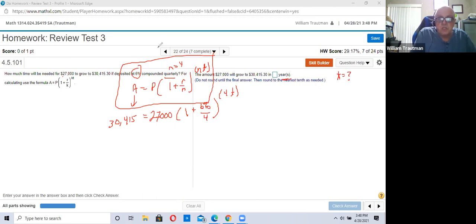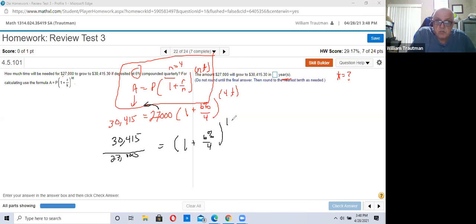T equals. Okay, so here's the process. You need to get the 27,000 to the other side by dividing. So you have 30,415, and you're dividing both sides by 27,000. And this is what we're left with, over 4t.